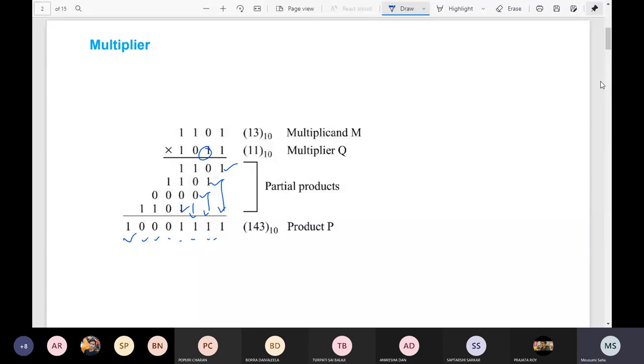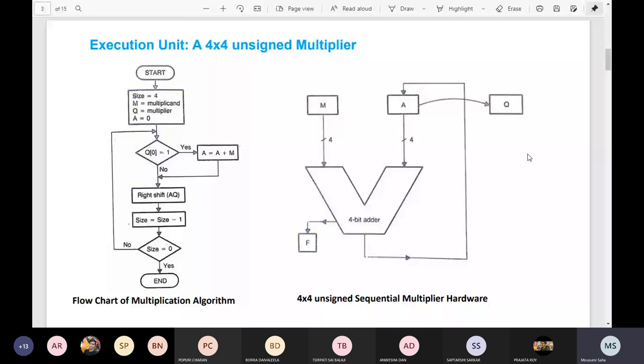Now here, it is a very simple algorithm. Just observe the algorithm. You consider one register for the multiplicand, one for the multiplier, and another register you can use for addition. For that reason, you can call it the accumulator. Whenever the multiplier bit is one, at that moment you will add. Otherwise, no need to add, and shift right. And after that, you can have all the product terms one by one.